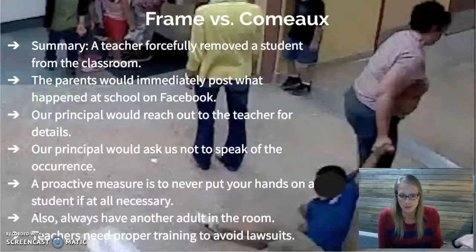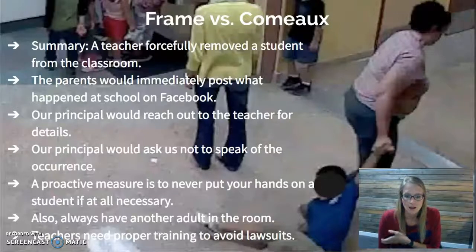Also, it's really important, proactive, to always have another adult in the room. They are going to be able to side with you. They will serve as an extra witness. It will definitely help if a lawsuit or something bad happens. So when a child is escalated, it's really important to get a second adult in the classroom as a witness.